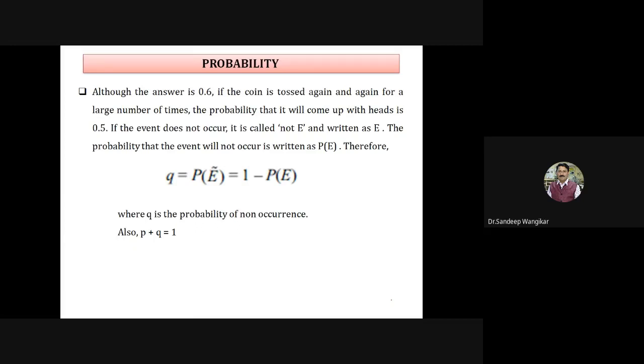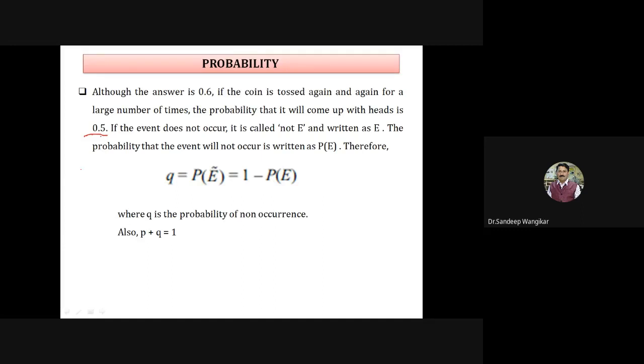Although the answer is 0.6 or 0.7, if the coin is tossed again and again a large number of times, say 10,000 times, the probability that it will come up heads is 0.5 only. So here, generalize again. You can measure 20 times here. So we have arrived at 0.6.